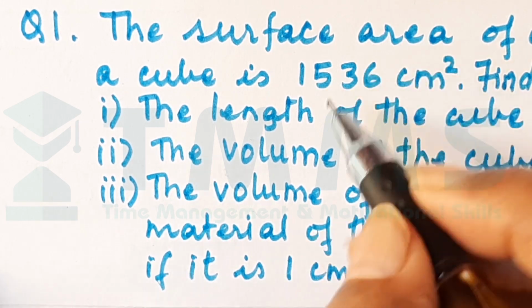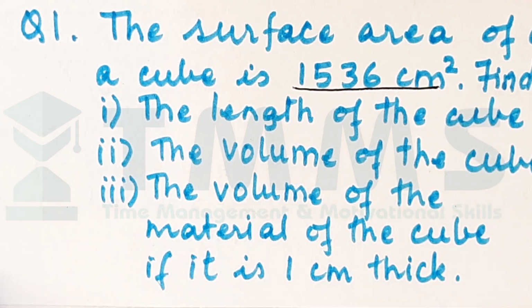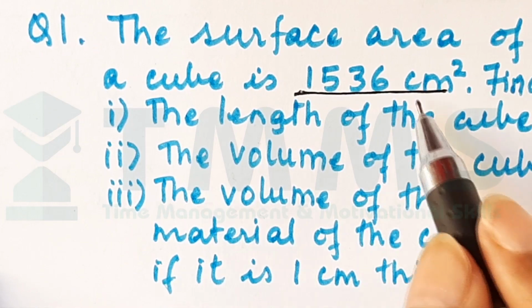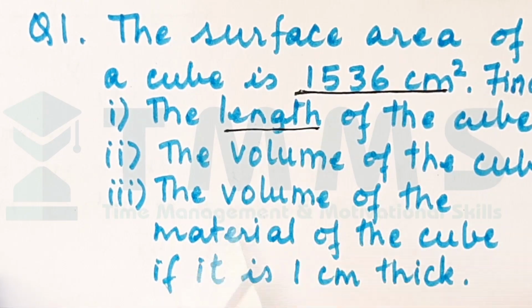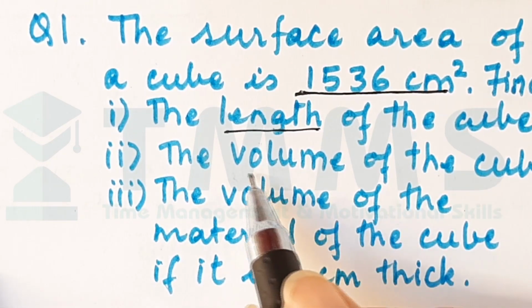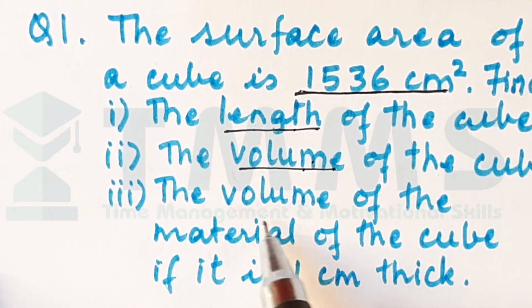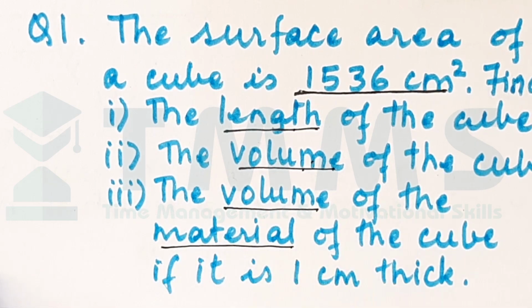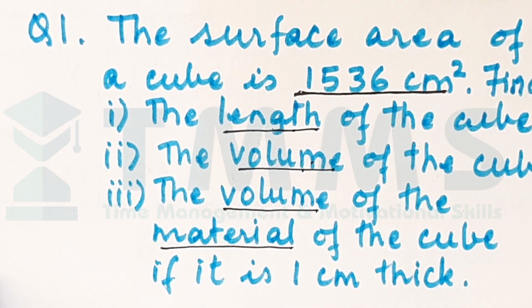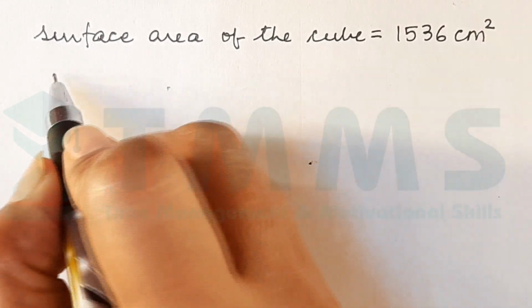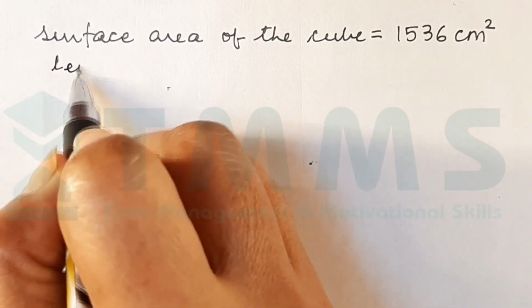Tip number 2, identify the facts that are given. The only thing that is given is this. So you got to connect this with the length of the cube. Then you have to connect it with the volume of the cube. So length will connect with volume and then we will come to volume of the material. Got that? So we will write the data and let us see how we are going to solve the question. So I have written the data that is given and we have to find the length of the edge.